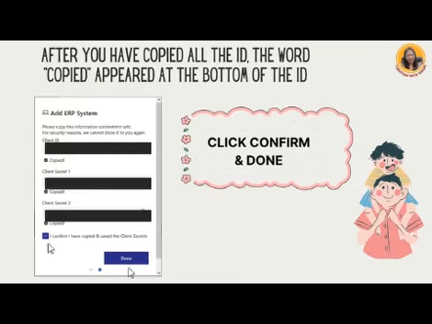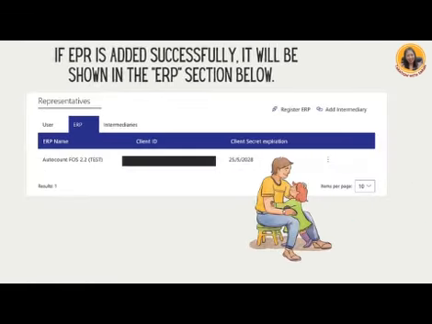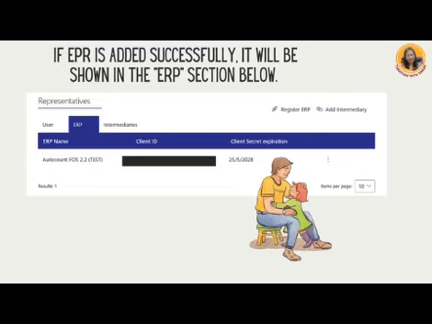After you've copied all the ID, the word copied appeared at the bottom of the ID. If ERP is added successfully, it will be shown in the ERP section below.